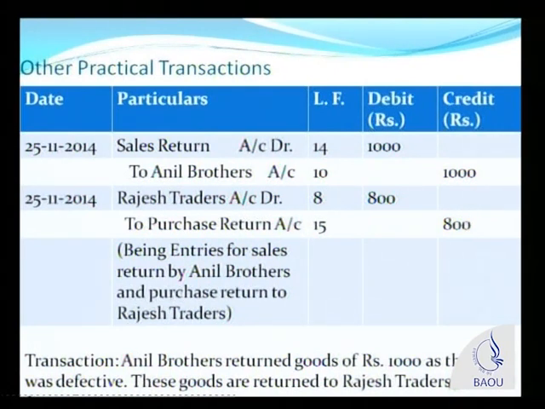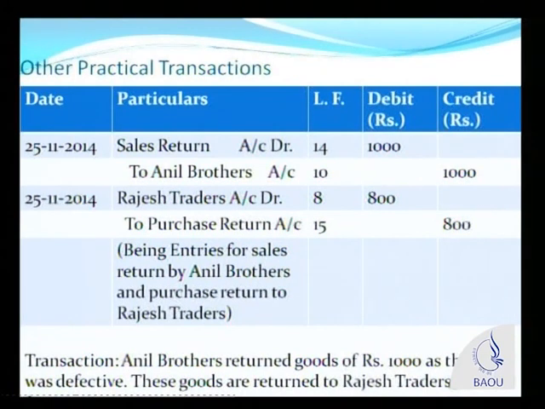Now, let's look at the journal entry relating to purchase return. These very goods of rupees 1000 returned by Anil Brothers, we are returning to our supplier, namely Rajesh Traders. So we are debiting Rajesh Traders account by 800 rupees because the cost of these goods was 800 and Rajesh Traders is going to give us credit only for 800 and not anything more. So Rajesh Traders account is debited by 800 because we are returning goods to Rajesh Traders.